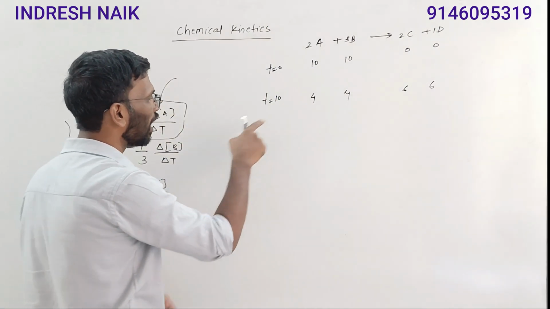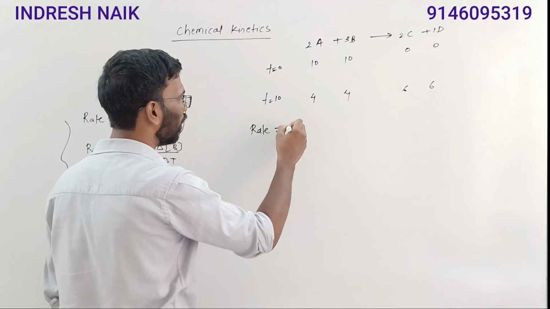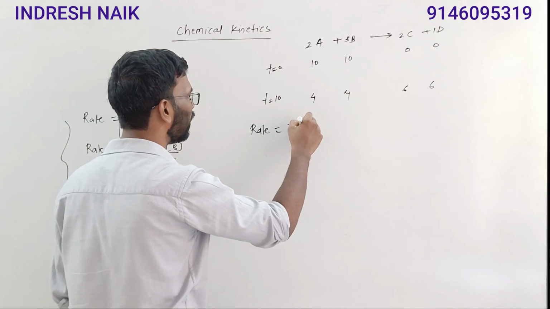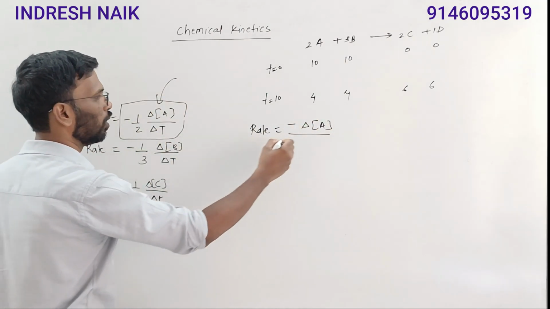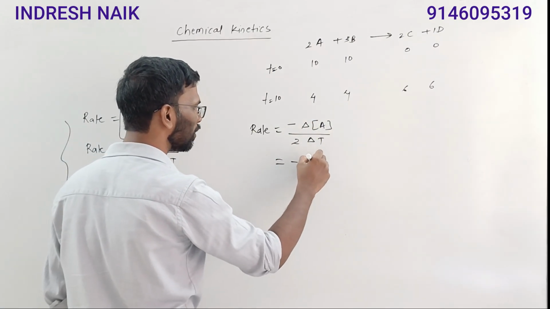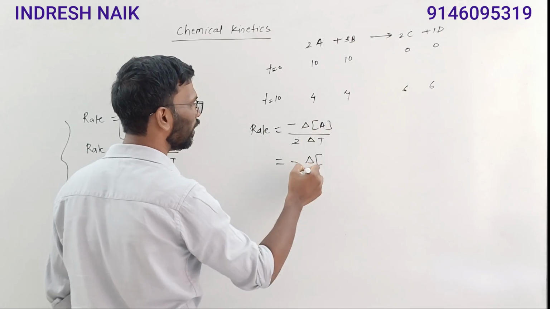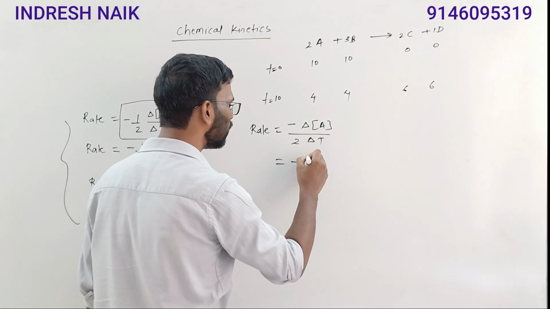Now, when you write after 10 minutes, what is the rate? You will write minus delta A by 2 and delta T. What is this? This is the difference in concentration of A. It is what?